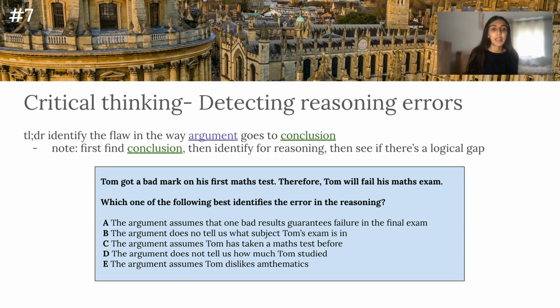So if we look at the other options, B cannot be it because we're literally told that it's a maths exam, so the subject is quite clear, so that's incorrect. And with C, whether it's his first maths test makes no difference. And with D, knowing how much he actually studied could provide you some useful context, but its absence isn't necessarily the reasoning error. And with E, his feelings towards maths has no impact on the conclusion. So just look for why the reason does not follow and the information that is missing.